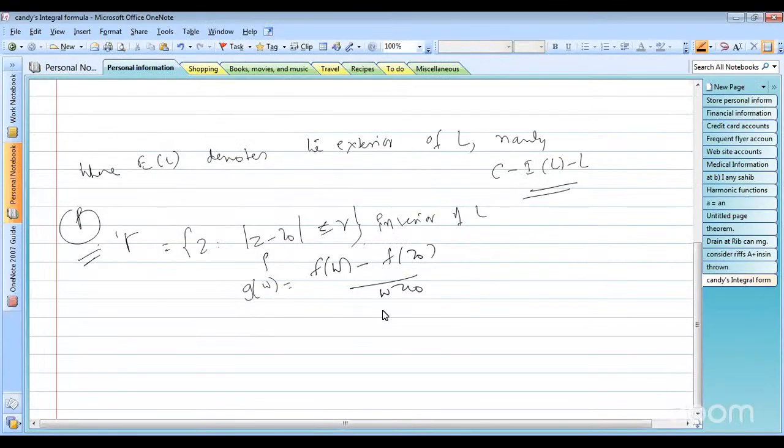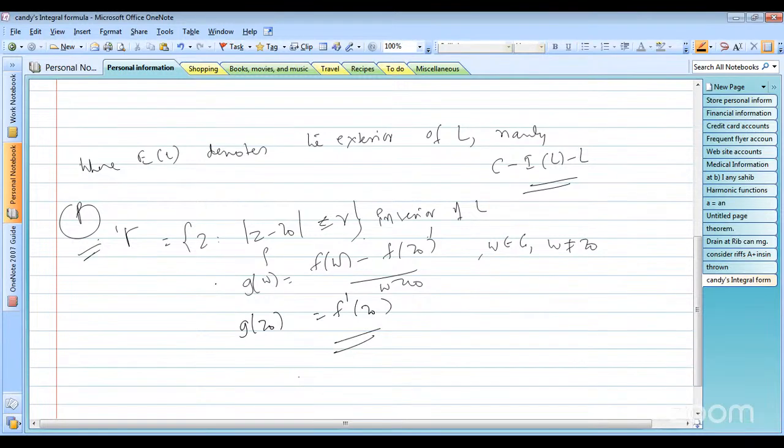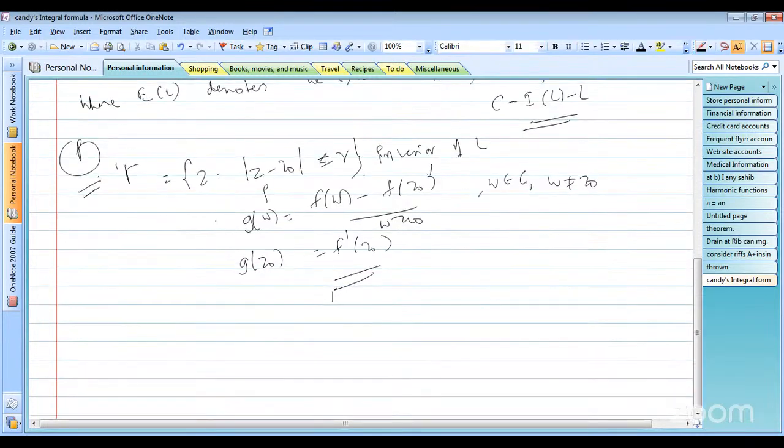W minus Z naught I am taking here, where W belongs to G and W not equal to Z. So where we have taken here Z of Z naught, that is F dash Z naught, the first derivative we are taking, F dash of Z naught, I am taking here.